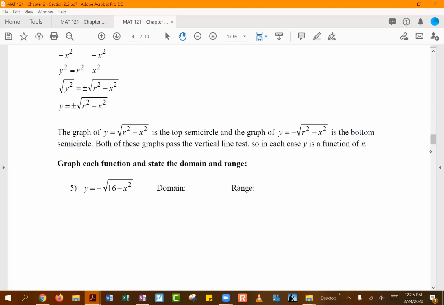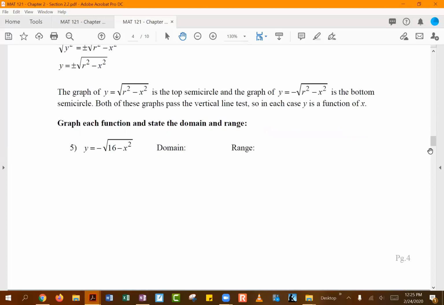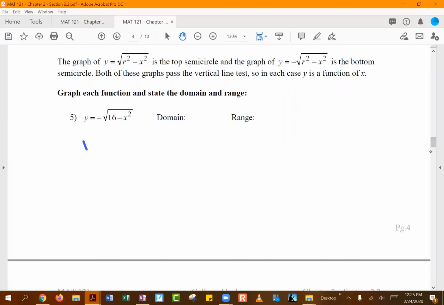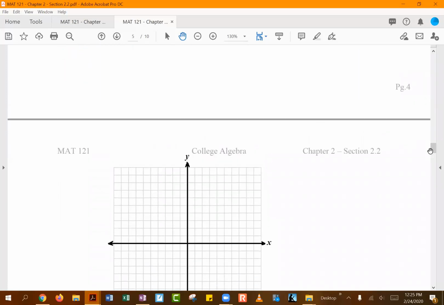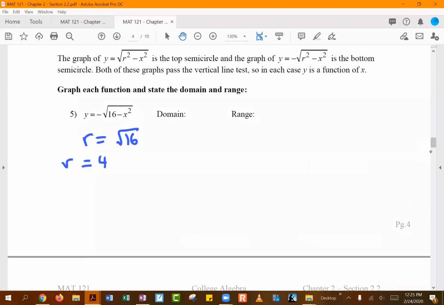So for a circle or semicircle, we need to know the center and we need to know the radius, 2 things, okay? Like I said, for semicircles, we're already assuming they are at center 0, 0. So all you need is that radius, which will be the square root of 16, which will be 4. And then when you're graphing this, center 0, 0, and then go out 4. But now the question is, is this guy a top or a bottom semicircle?